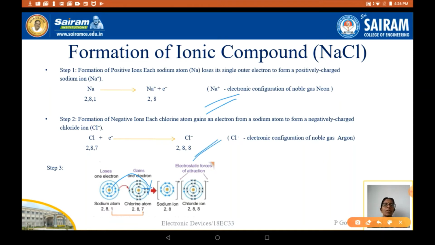So the electronic configuration of Na+ is that of the noble gas neon, and similarly Cl- is that of the noble gas argon.